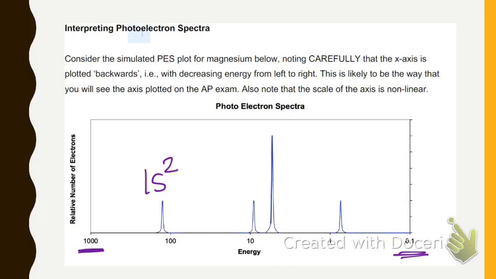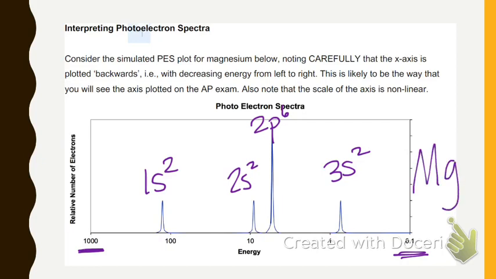And then what comes after 1s2? 2s2. What comes after 2s2? 2p6. What comes after 2p6? 3s. So our last peak is 3s, so we need to see, is this a 3s2 or a 3s1? Well, if it was a 1, it'd be half the peak, so it's a 3s2. So this element that it's showing you the PES for is what element? Magnesium. Plus it says it on your paper too if you looked ahead. But that's how you do a PES diagram.